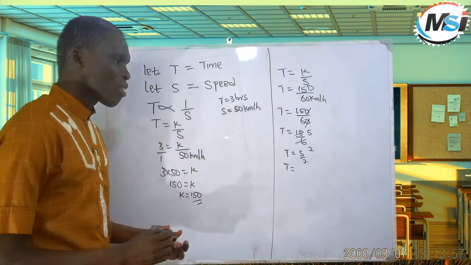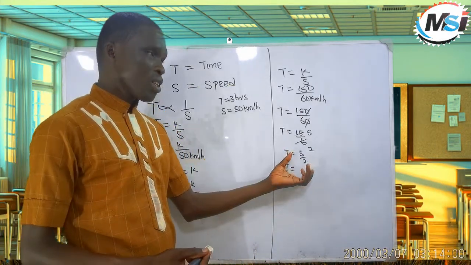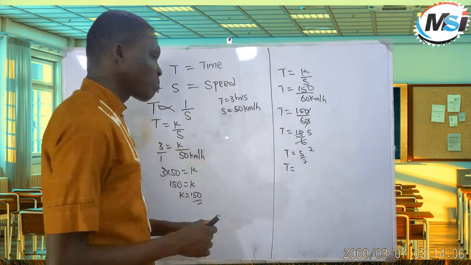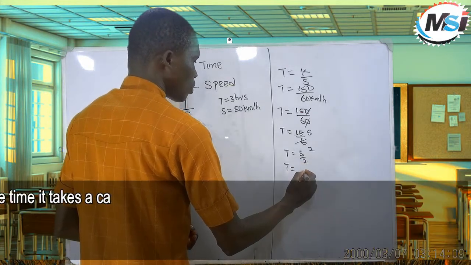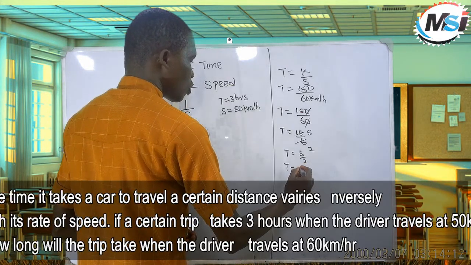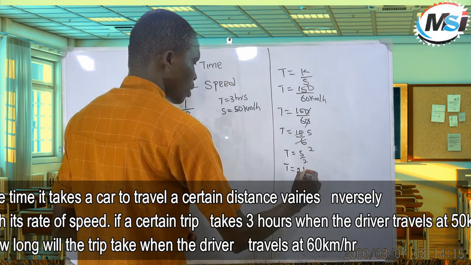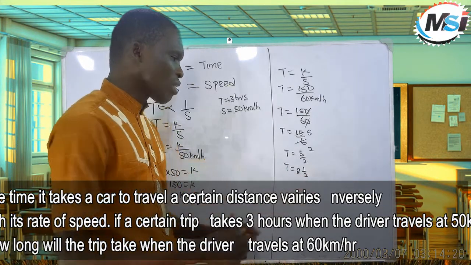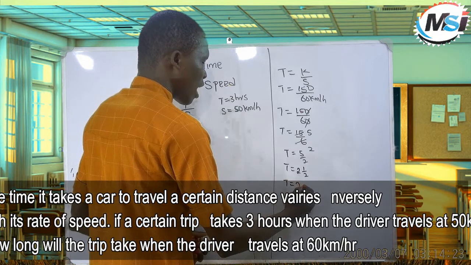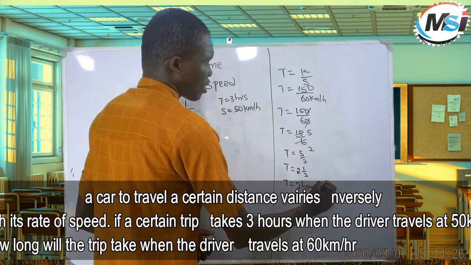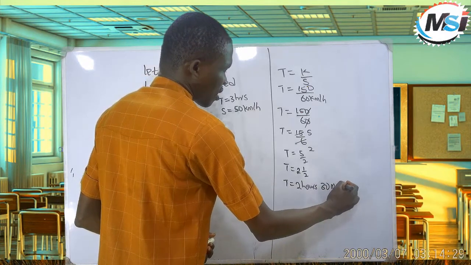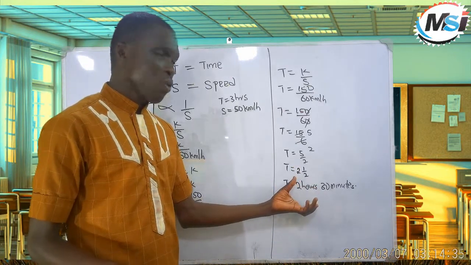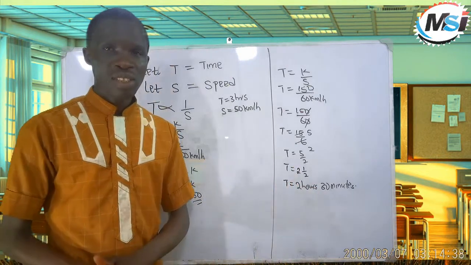Now, if you look at 5 all over 2, in terms of time, you cannot leave it like this. So what we'll do is, we can say 2 times 2, plus 1 all over 2. That is 2 times 2, 4; 4 plus 1, 5. So it will take 2 hours 30 minutes. Do you know why we get that? Because half an hour is what? 30 minutes. I believe you understand that.